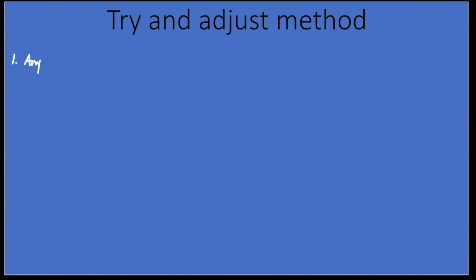Let's call this method the try and adjust method, because first we try by guessing the sequence and the parameter values of the signal operations, and then we test the final answer. Is it the same as what the question wants? If not, then we need to do some adjustments. So that's why let's call this the try and adjust method.